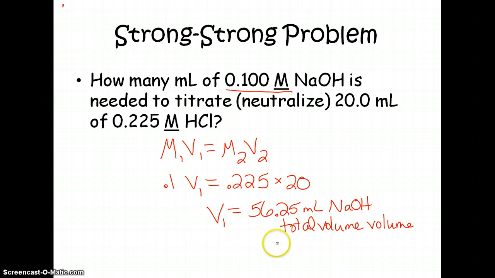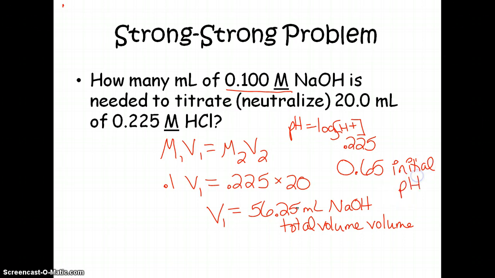All right, it didn't ask me this, but I'm going to sketch a little bitty titration curve, not super accurate, but just to get us thinking about it. So I'm going to find the pH of the initial solution. Okay, so we have a 0.225 molar HCl solution, so that means we have 0.225 molarity for H plus as well, negative log it, and our initial pH is 0.65.